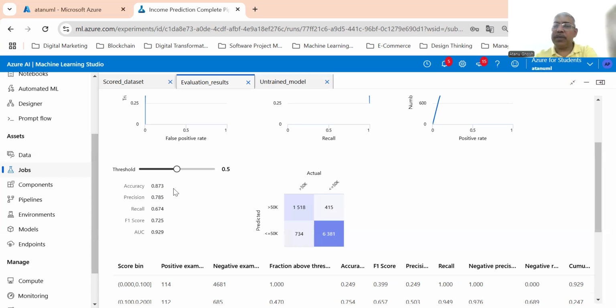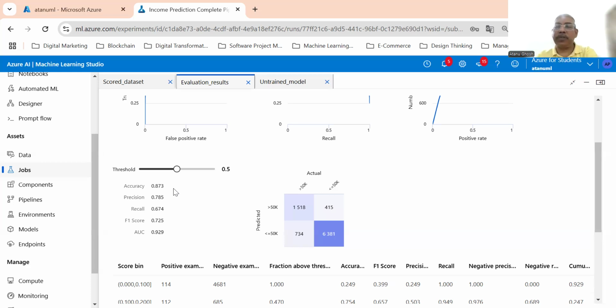Now, what does accuracy mean? Accuracy means that out of the total cases, how many cases have been correctly classified? That means this will be equal to true positive plus true negative divided by true positive plus false positive plus true negative plus false negative. So this is 1518 plus 6381 divided by 1518 plus 6381 plus 415 plus 734.